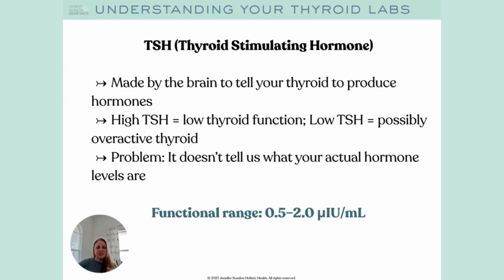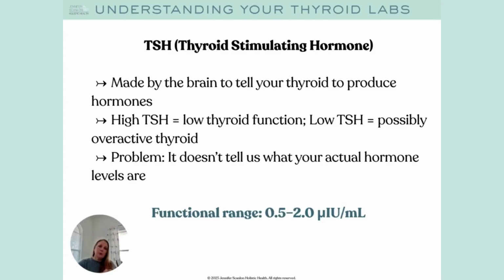Remember, TSH is the signal from your pituitary gland down to your thyroid, made by the brain to tell your thyroid to produce hormones. High TSH means lower thyroid function. Low TSH means you possibly have an overactive thyroid.